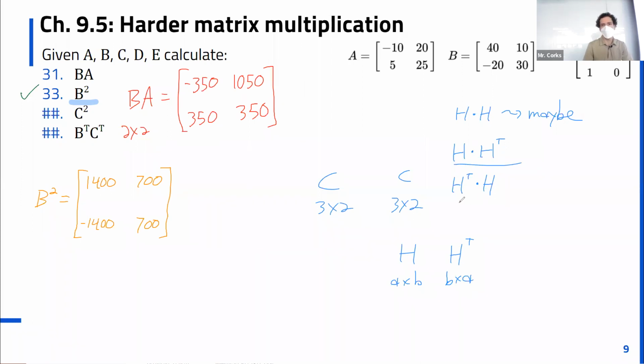If we do H times H transpose and H transpose times H, will we get the same results or different? Different. We can even see that we'd get completely different sizes, so not just different numbers, but different dimensions as well. Okay, so squaring a matrix H doesn't always work. If you multiply it by a transpose of itself, that will, but not squaring.